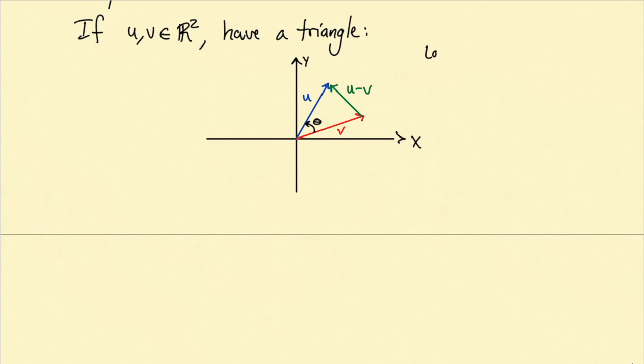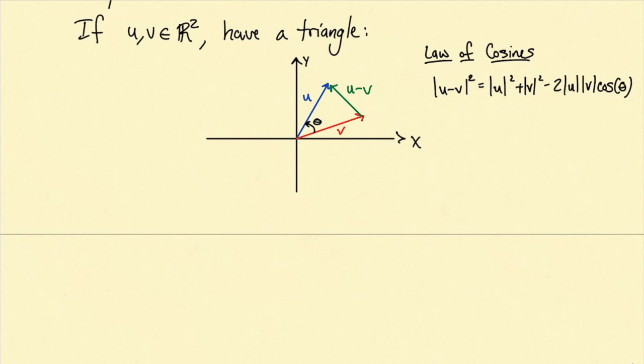So if we dig back to a course on trigonometry, you'll remember that the law of cosines tells us that if we take the square of the green side length, that's the norm of u minus v squared, that's equal to the square of the blue length, that's the norm of u squared, plus the square of the red length, that's the norm of v squared, minus twice the length of the blue side, which is the norm of u, multiplied by the length of the red side, that's the norm of v, times cosine of our angle, theta.